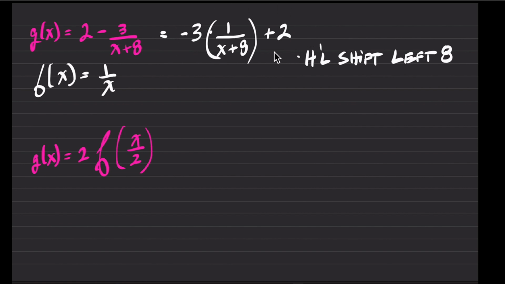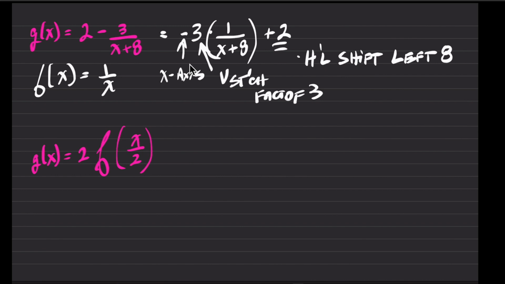Now we're going to move outside, and we're going to do the order of operations. This is going to be a reflection over the x-axis. This is going to be a vertical stretch factor of 3. This is going to be a shift up 2 units.